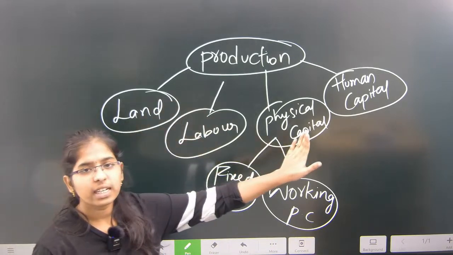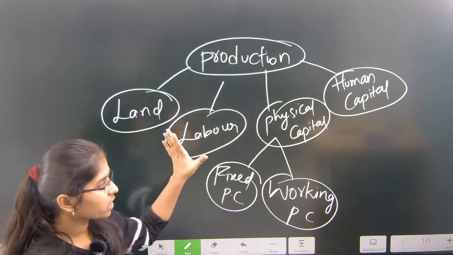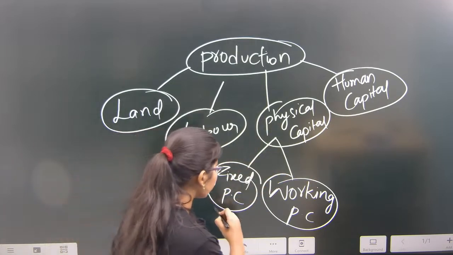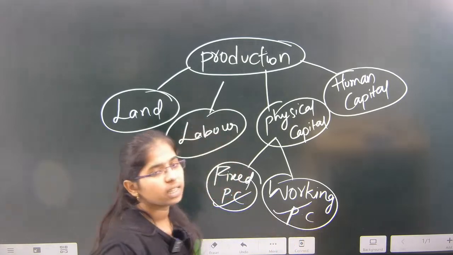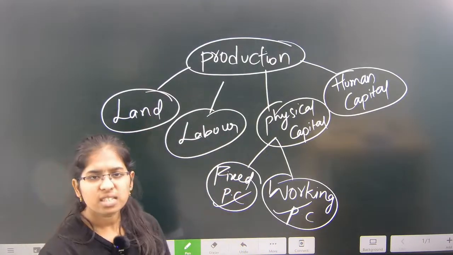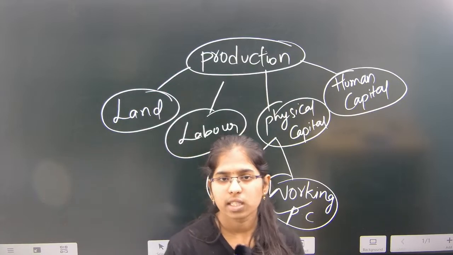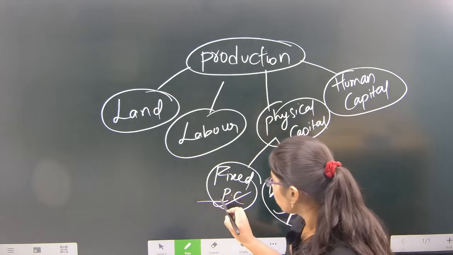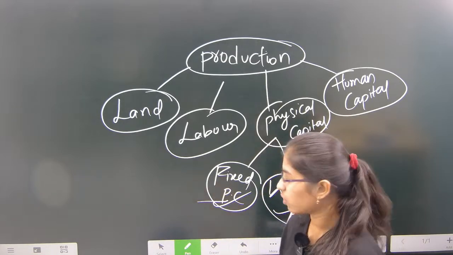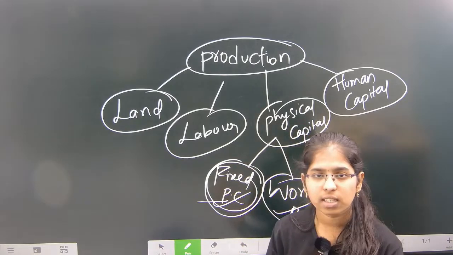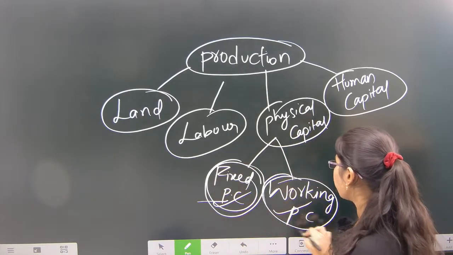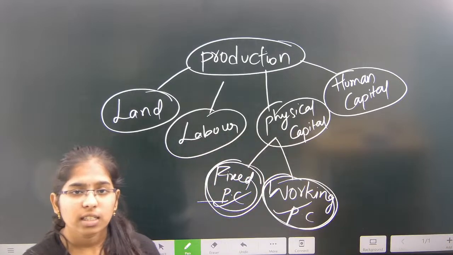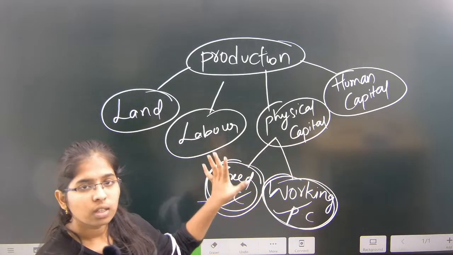Land, labor, physical capital and human capital were the factors of production. Again the physical capital can be divided under 2 sections. It was fixed physical capital and working physical capital. Fixed physical capital is nothing but like simple tools, and it was your computers, like small things, small tools which were used for our production. That was fixed physical capital. And working physical capital, it is like your raw material and money in the hand. This will constitute the production.